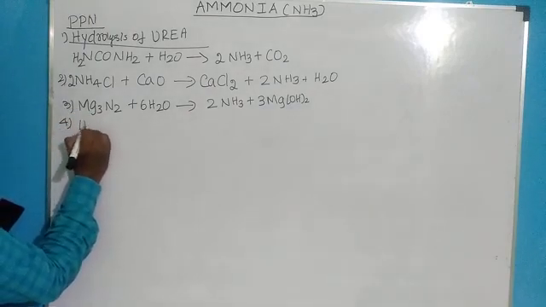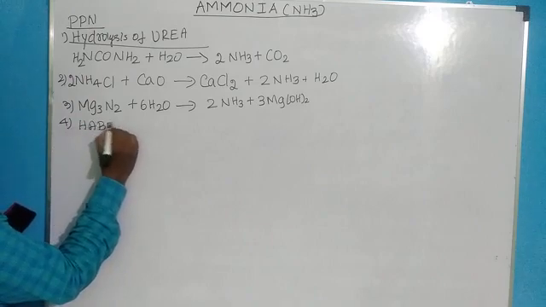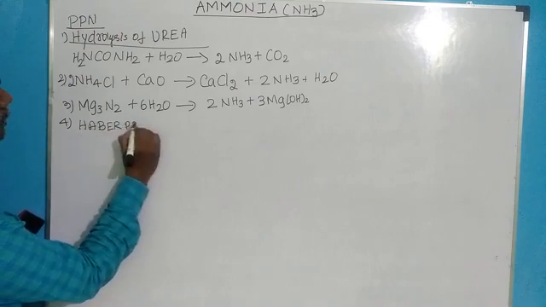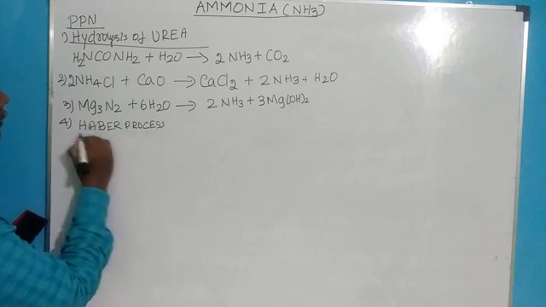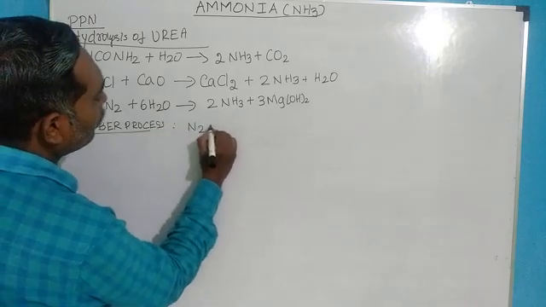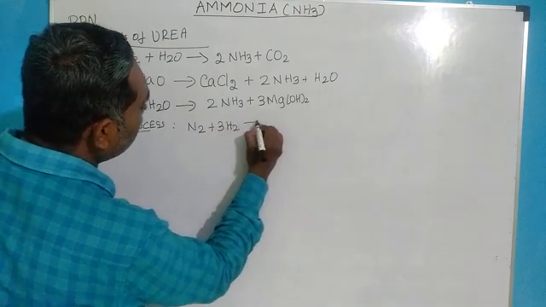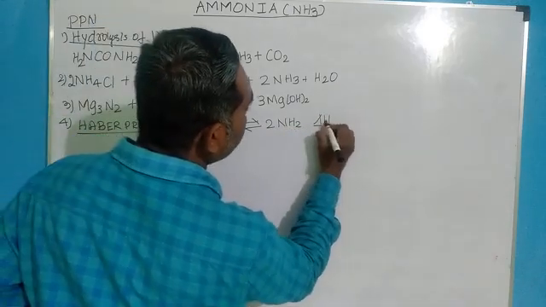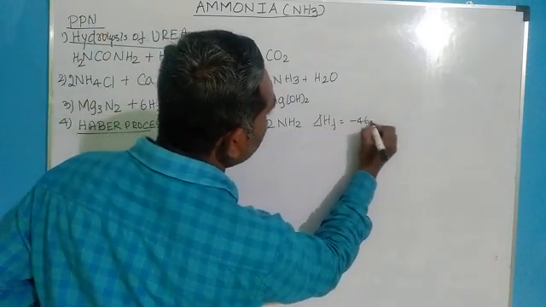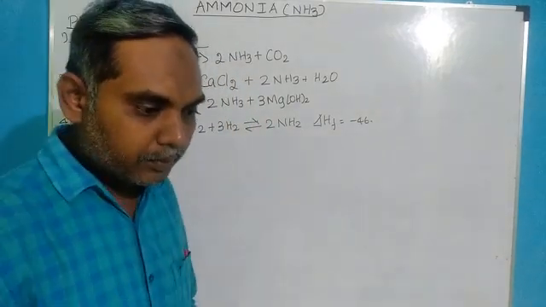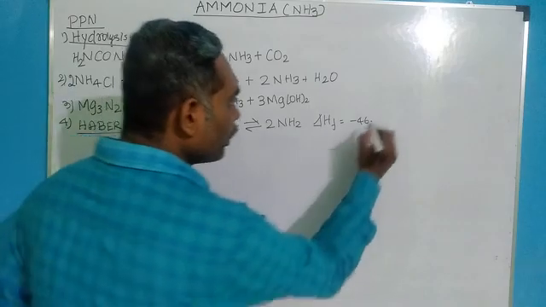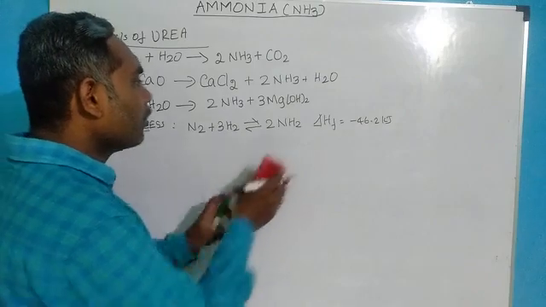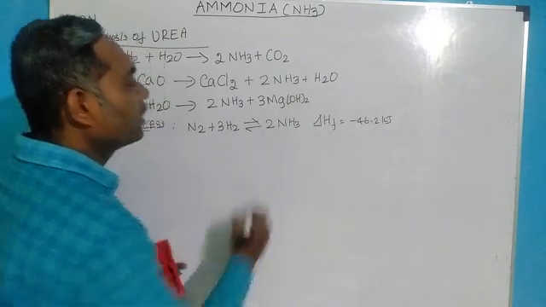Fourth method, Haber's process, in which it is prepared on a large scale. In this process, N2 reacts with 3H2 and gives 2 NH3. Delta H of formation is minus 46.2 kilojoule per mole. This is the process in which ammonia is manufactured industrially.